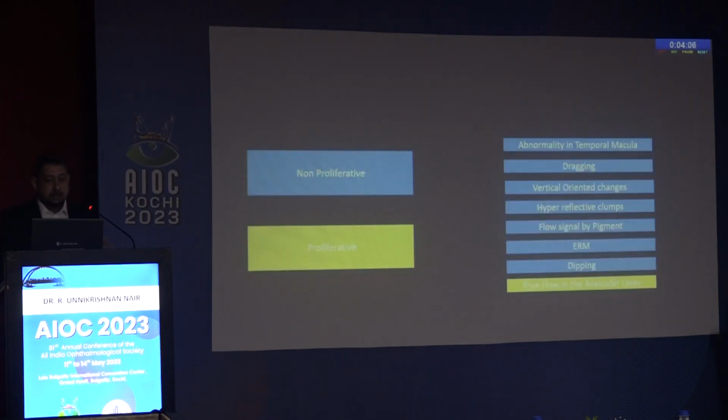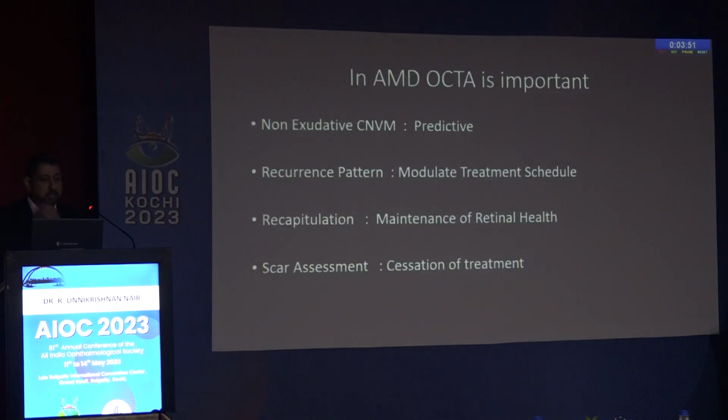Okay. So just look at these features. Non-proliferative, you see all these features, and the proliferative, you see true flow in the avascular layer. So this is how you differentiate a non-proliferative and a proliferative, with all the features put together essentially.